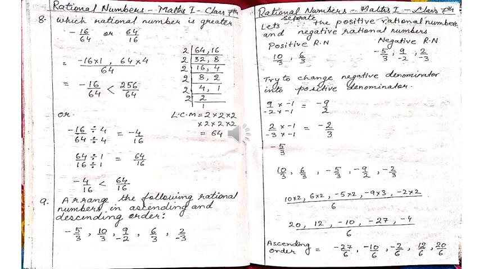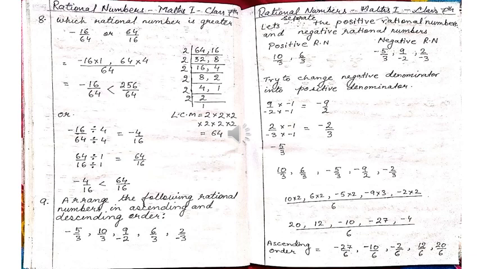Clear? Or what you should do is use another method. If you see 64 and 16, they are related to each other, because 16 into 4 is 64 only. So you can directly multiply over here. Leave minus 16 upon 64 and try to convert 16 into 64. So multiply both the numerator and denominator by 4, and you can compare it that way also.